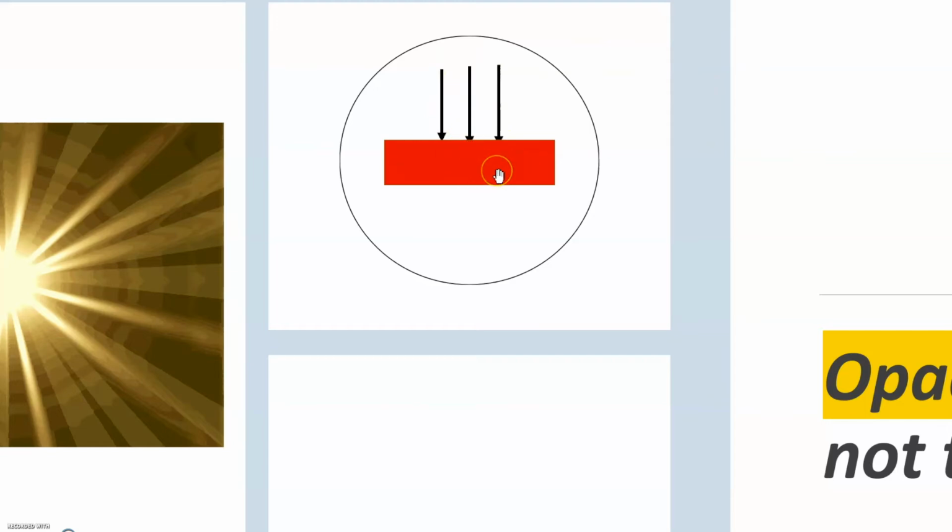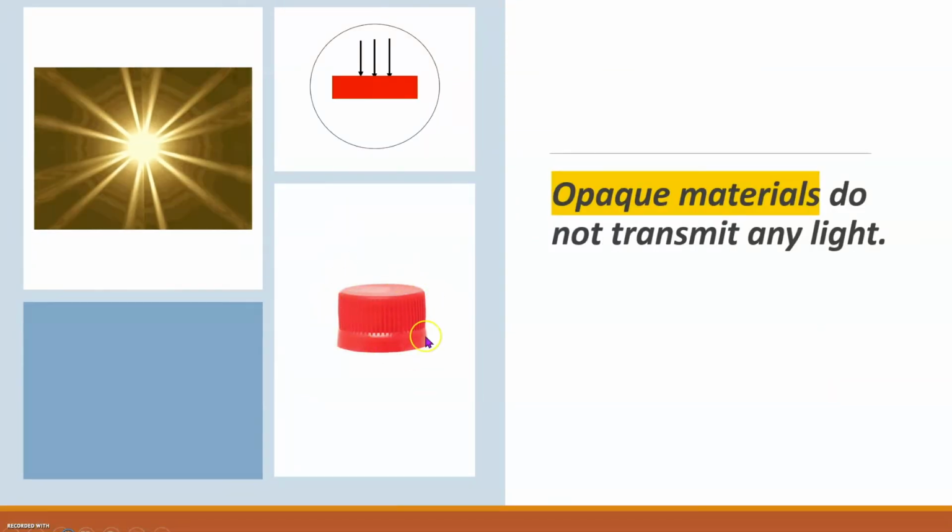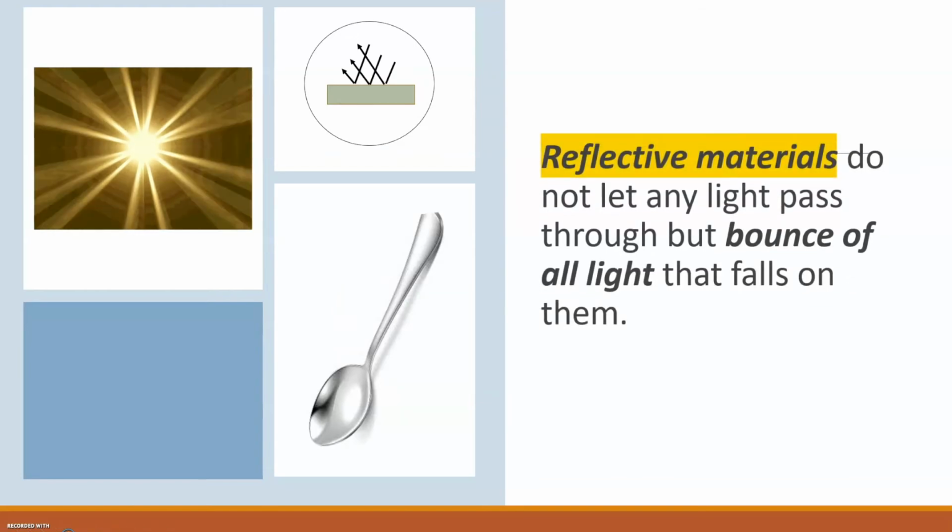That's why in our example right here, which is a cup or a bottle, we cannot see inside the cup. We just see the outside, because the light cannot go through an opaque material. Again, what material does not transmit any light? Very good. We call it an opaque material. Good job. So the next one is reflective materials.